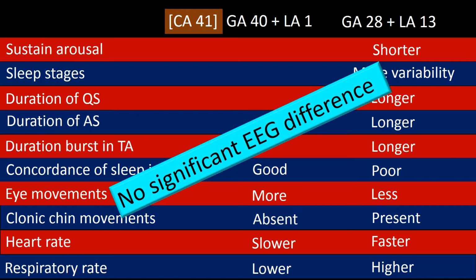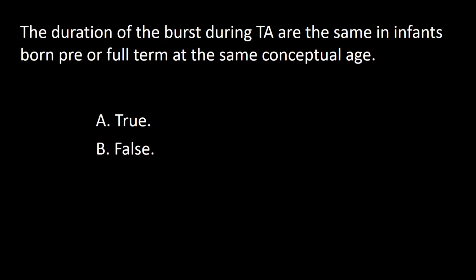But overall, it is important to remember that these changes are subtle and they are not considered pathological. Therefore, there's really no significant difference in the EEG of a 41 conceptual age neonate, whether the baby was born at a gestational age of 40 weeks or 28 weeks. So the answer to this question is false.